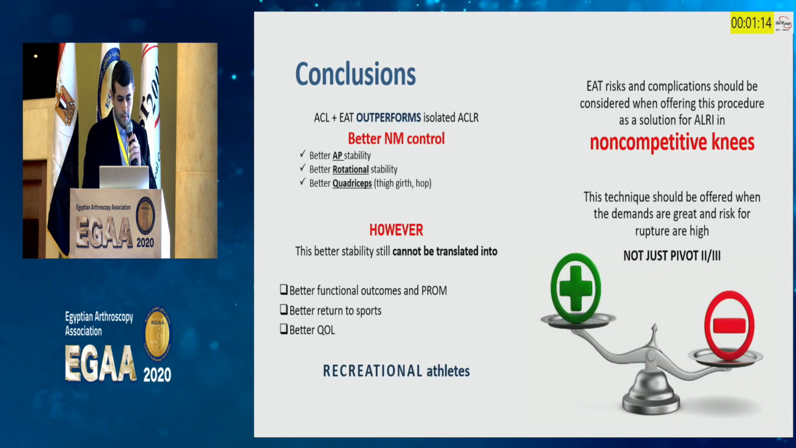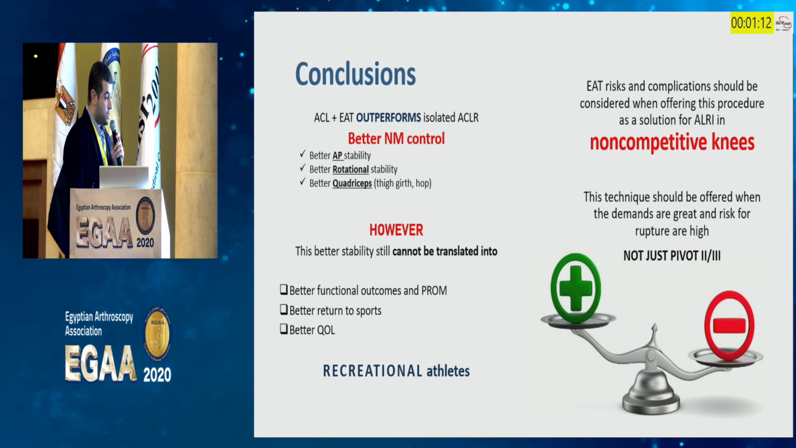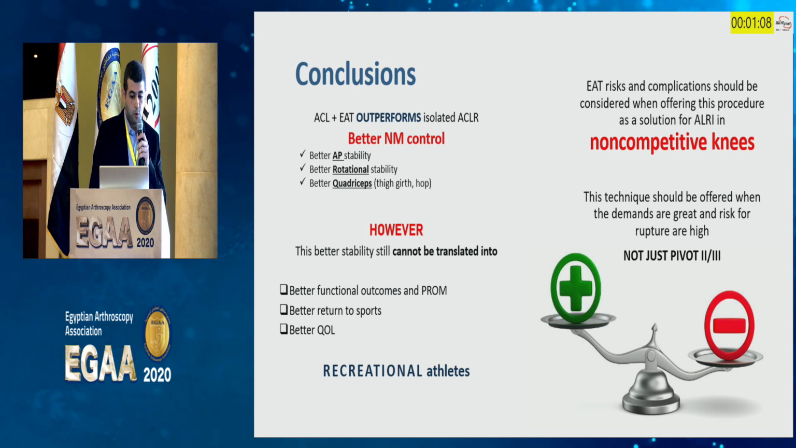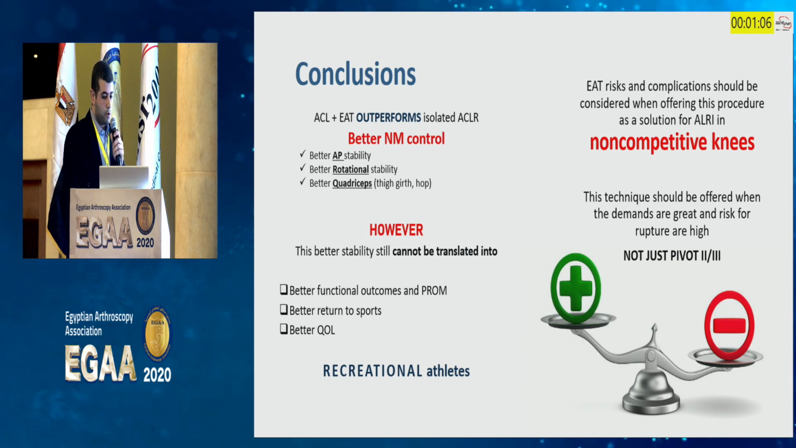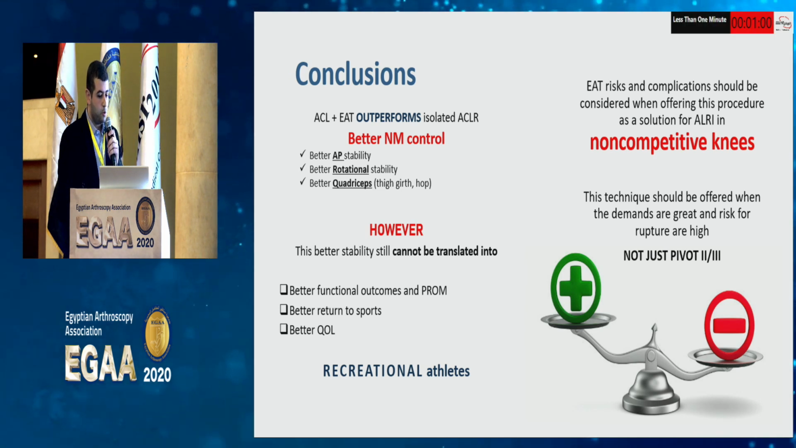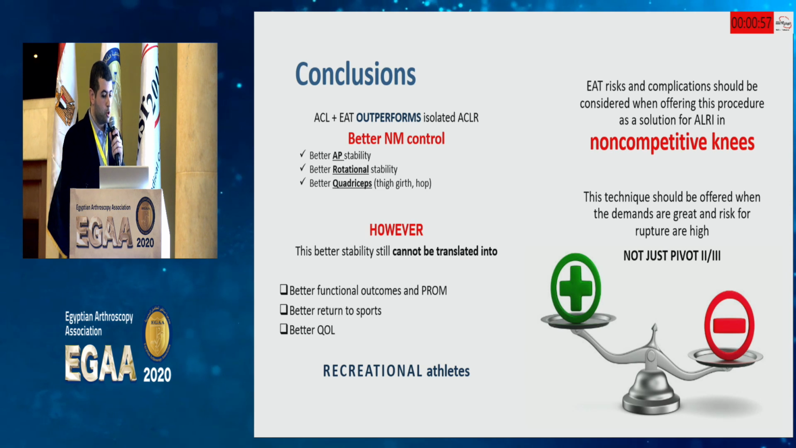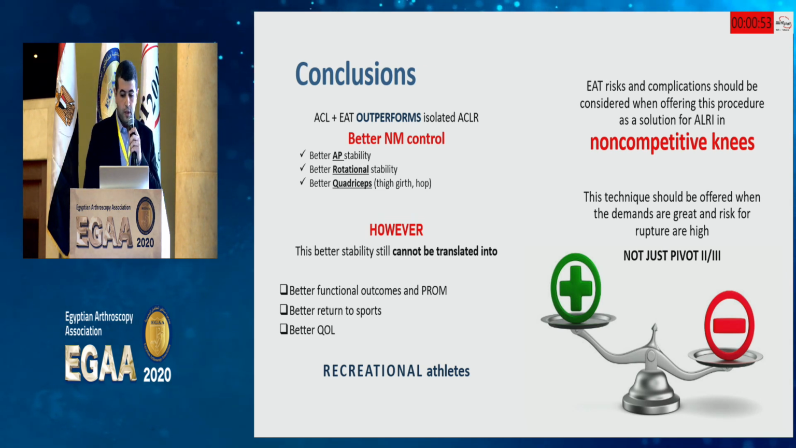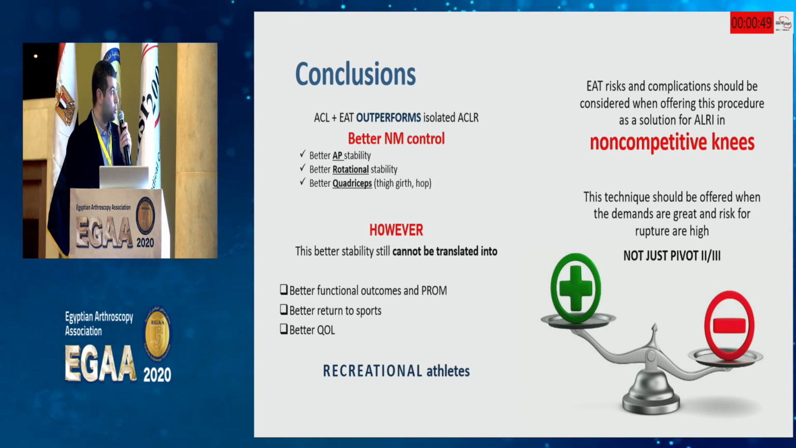Our conclusion is that ACL with extra-articular tenodesis outperforms isolated ACL reconstruction with better neuromuscular control. They have better anteroposterior stability, better rotational stability, and better quadriceps function. However, the better stability was not translated into better functional scores, return to sport, or quality of life in recreational athletes. And we have to consider the complications of this procedure when offering it as a solution for anterolateral rotatory instability in non-competitive needs.